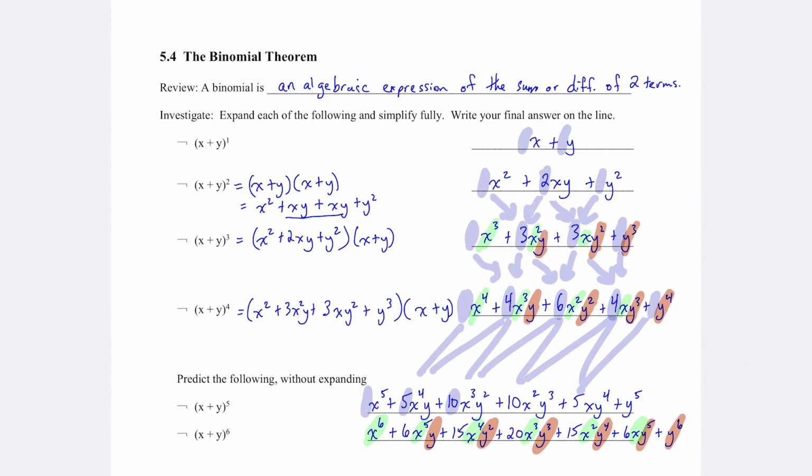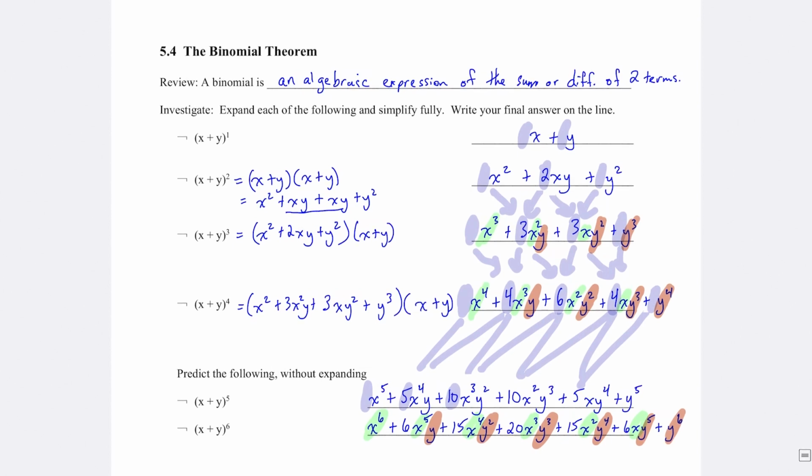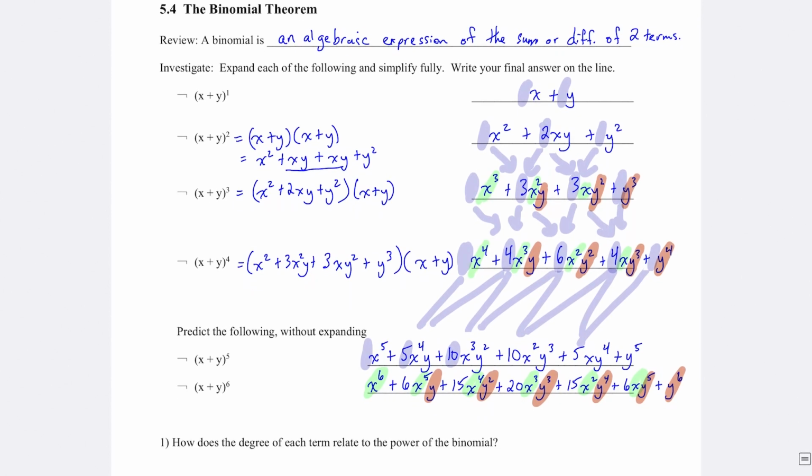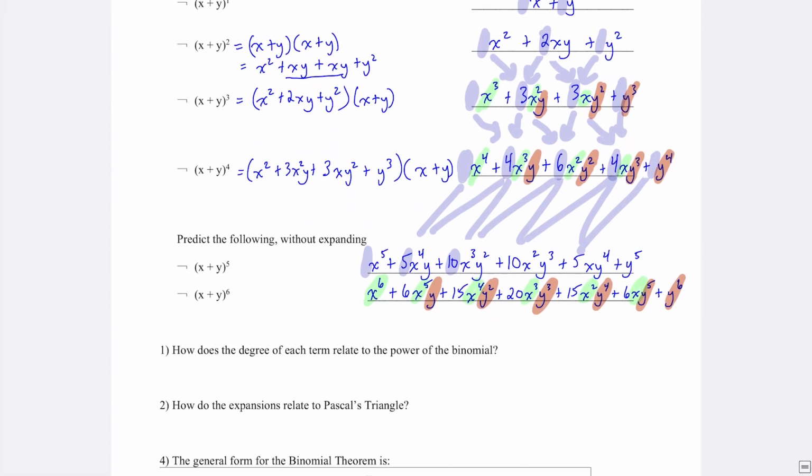Those are really interesting patterns that pop up here. So how does the degree of each term relate to the power of the binomial? Well, if you look at each of these terms, we have here x to the power of 6. Here we have a 5 and a 1 as exponents, 4 and 2, 3 and 3, 2 and 4, 1 and 5, and a 6. And you'll notice that the sum of the exponents is the power of the binomial.